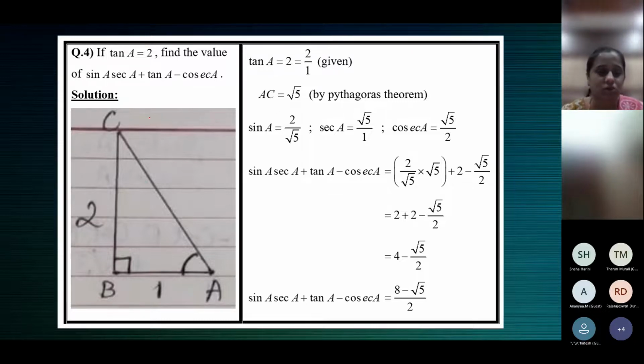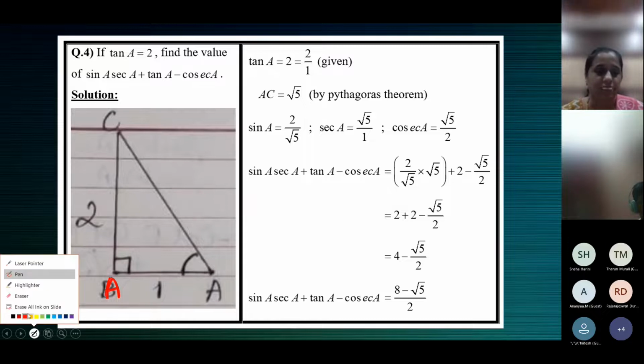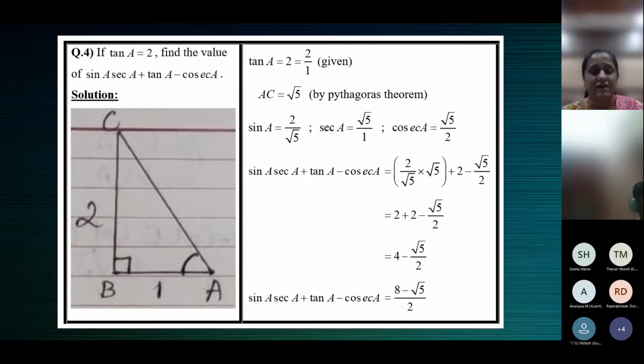So now you should use a right triangle, and a should not be the right angle. You should not mark a here as a right angle. A is an acute angle. So you can mark a here, or you can even mark a here. A can be any one of the two acute angles.